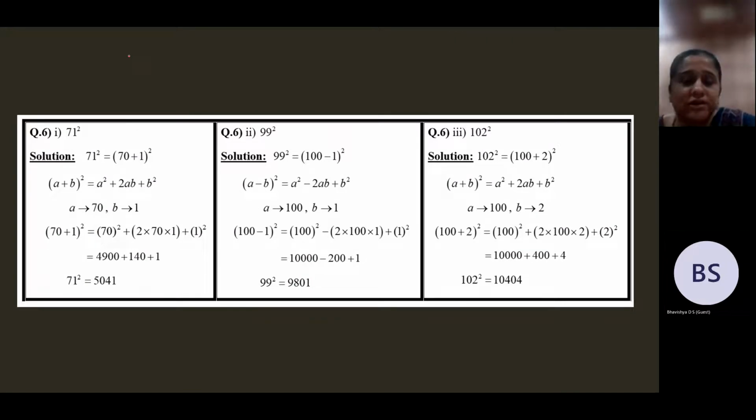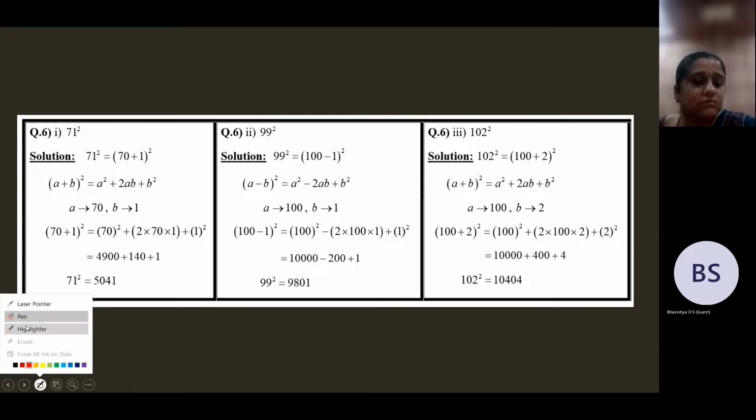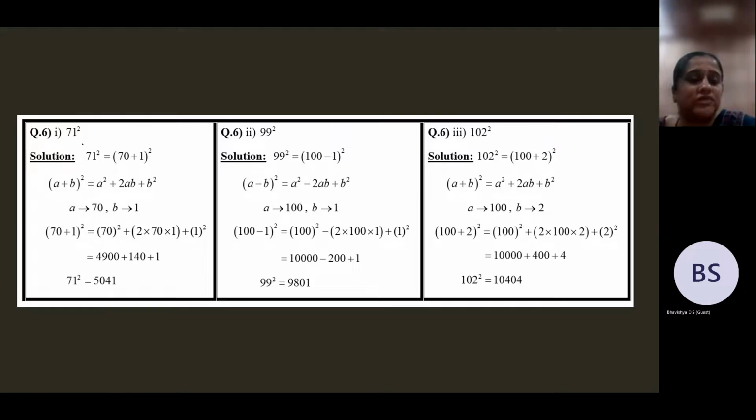Now I'm going to give you a test. Let me know what doubt you have. Did you understand the first one? How to find the value of 71 squared using the identity? Yes, ma'am. So what do you do? You write 71 squared as 70 plus 1 the whole square.